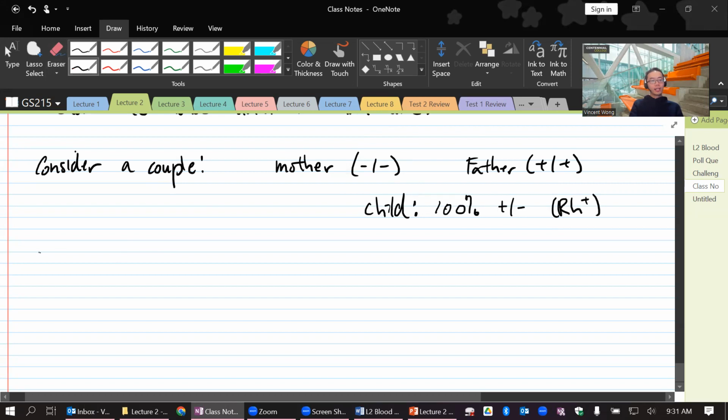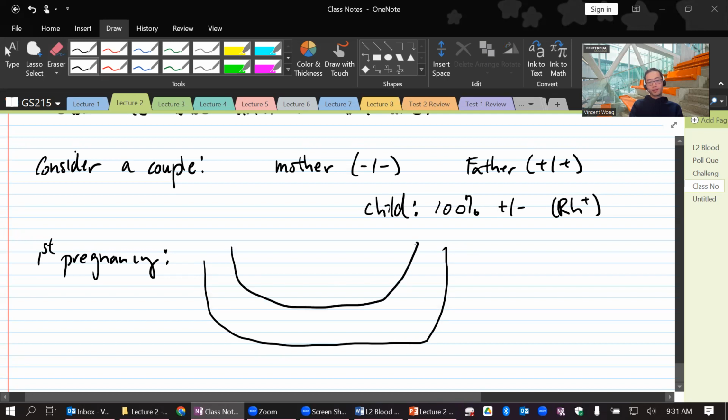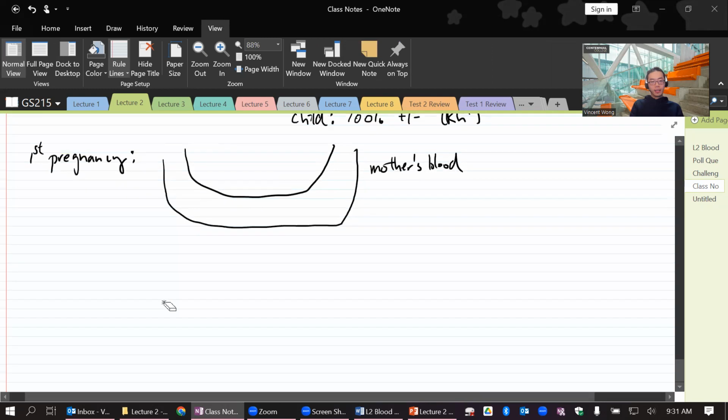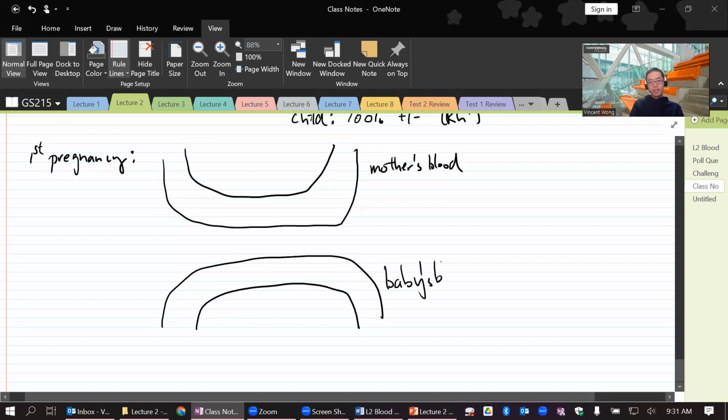All right. So let's consider the first pregnancy. Okay, and this mother has not received a positive transfusion or anything like that. She has not been previously sensitized. So this is the mother's bloodstream. Please draw along. Okay, mother's blood, and we're going to have the baby here. Okay, the fetus, right? The baby's blood.